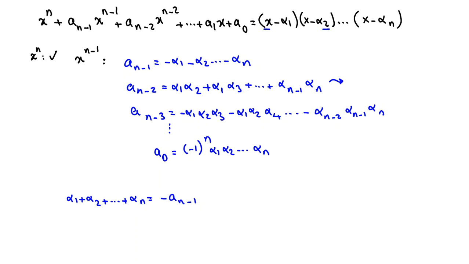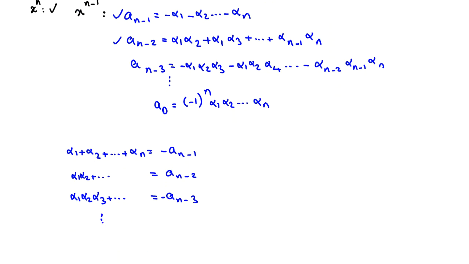Here, now we want to consider this one. Alpha 1, alpha 2 plus so on, so on. It will be a_{n-2}. I've written this. And the third one, alpha 1, alpha 2, alpha 3, the sum of products of 3 roots, it will be negative a_{n-3}. And the last one, you say, okay, alpha 1, alpha 2 to alpha n. It will be what? You multiply this by negative 1 to the power of n, a0.